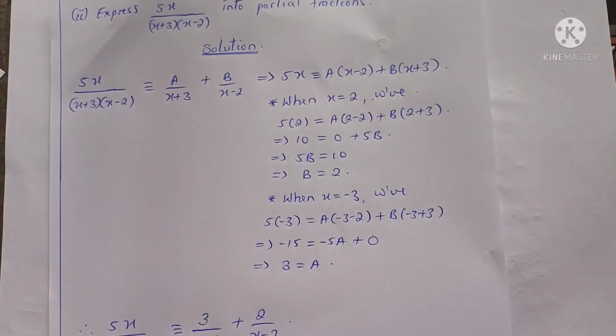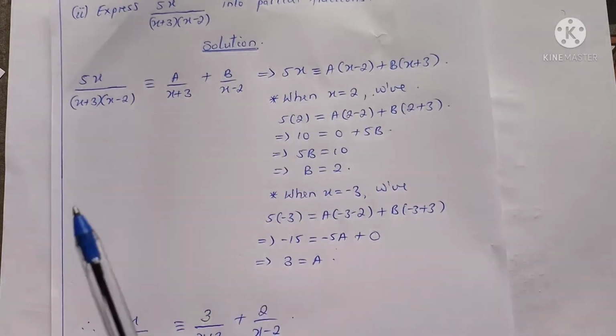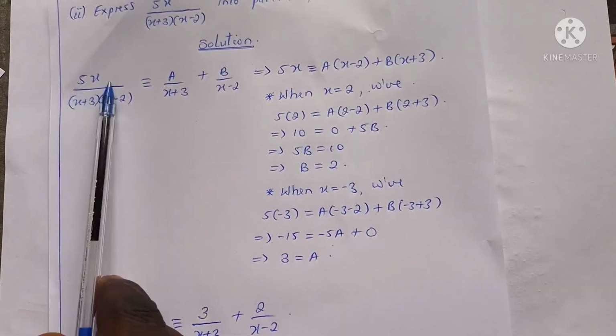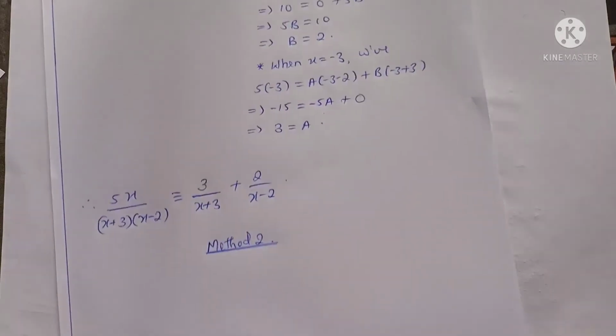There's another simpler method of doing this without passing through these steps. And this method works well only with linear factors like these ones. This method is called the Cover-up Method. So this is what we have to do with this Cover-up Method.